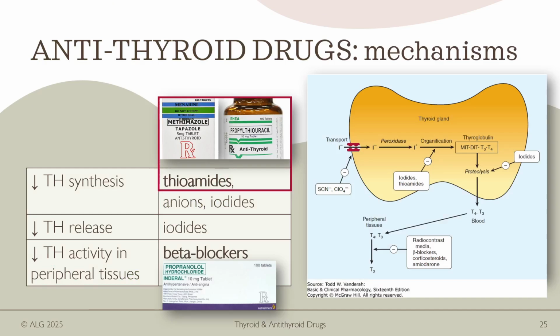I'm showing this picture again because here are the antithyroid drugs inhibiting the different steps of thyroid hormone synthesis. We have anions inhibiting the iodide transport, iodides and thioamides inhibiting organification, and iodides inhibiting proteolysis and release of thyroid hormones. Finally, we have beta blockers, not a major antithyroid drug group, but important adjunct in the management of thyrotoxicosis. Of the beta blockers, it is propranolol that can inhibit peripheral conversion of T4 to T3.